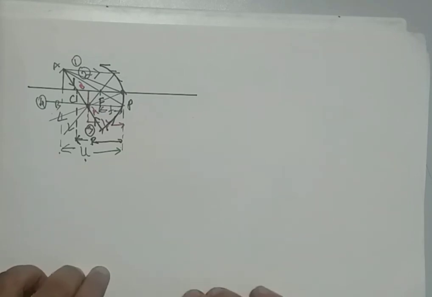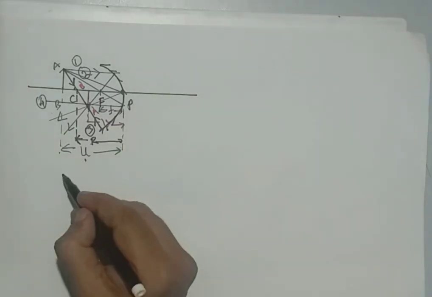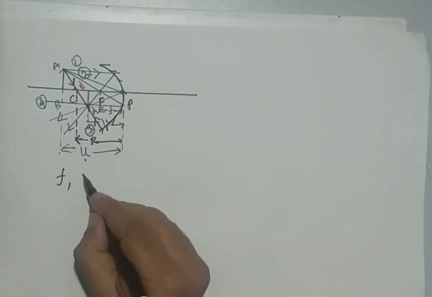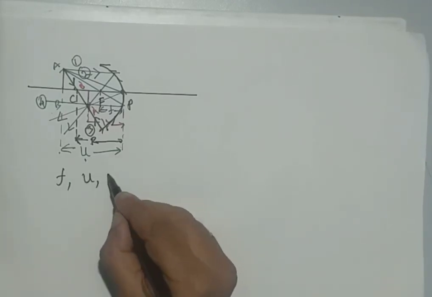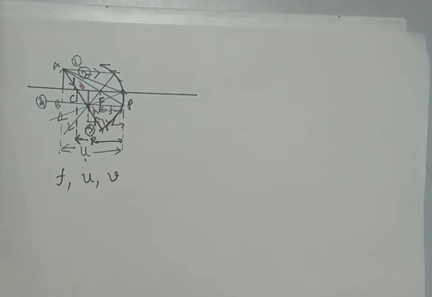Now with these things, we are ready to derive an equation called the mirror equation. Mirror equation means it's just an equation between three factors: F, the focal length, U, the object distance, and V, the image distance. How do we prove it? It is a very simple proof. We draw a figure once again like above, but not all the four rays need to be written.